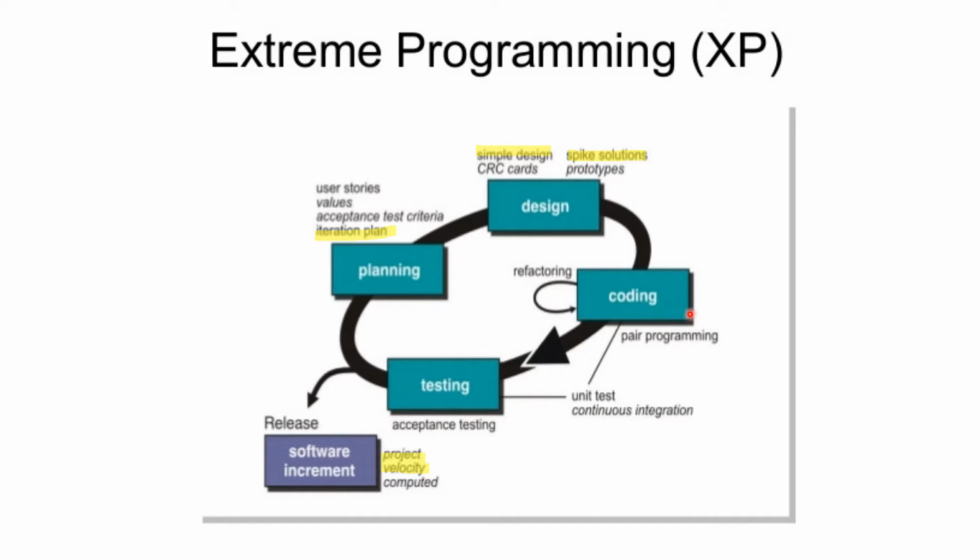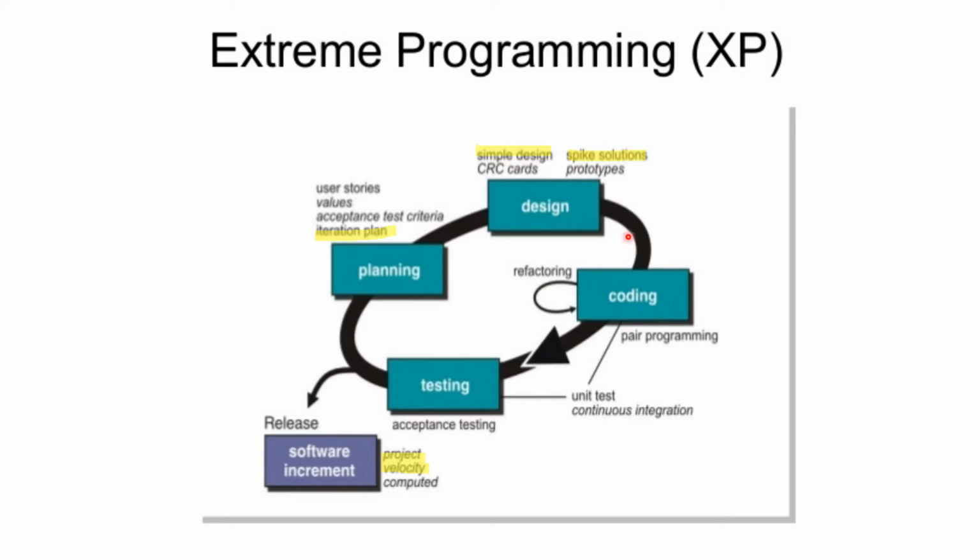and you might do pair programming for your coding, and you might do continuous CI/CD during your implementation, and then acceptance testing and release, right, where the project velocity is computed, right? So a software increment is done here. It's a very small release, right?